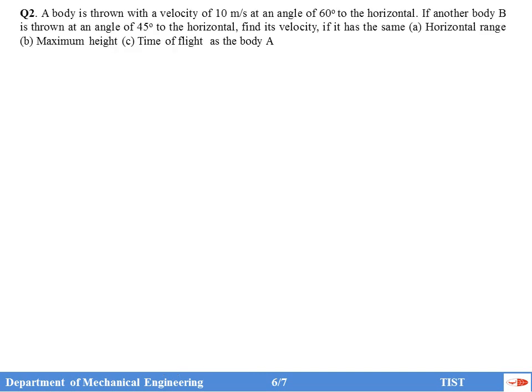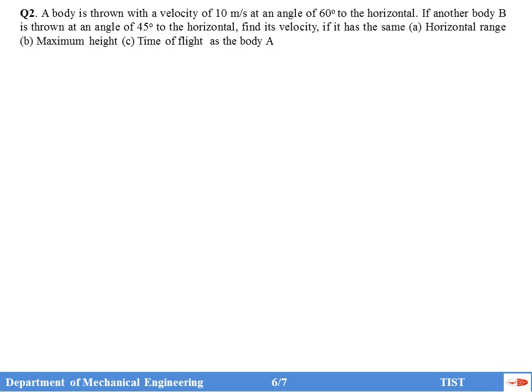A body is thrown with a velocity of 10 meter per second at an angle of 60 degree to the horizontal. So initial velocity and theta is given, right? If another body B is thrown at an angle of 45 degree to the horizontal, find its velocity if it has A, same horizontal range, B, same maximum height, C, same time of flight as that of body A. Okay, the first body is actually body A.